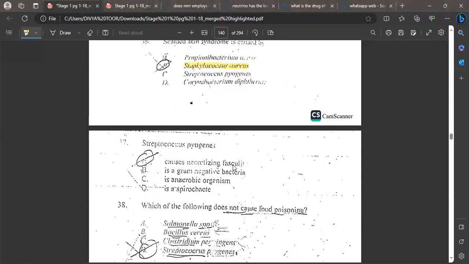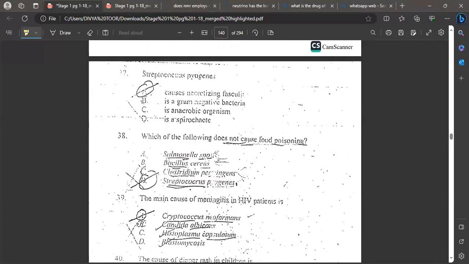Streptococcus pyogenes, yeah. Anaerobic spirochete, gram-negative causes necrotizing vasculitis. Yeah, that's not it, because it's gram positive. It's facultative and it's not a spirochete, it's a cocci. Which of the following does not cause food poisoning? Salmonella does. Bacillus cereus, you said yesterday it does. Clostridium perfringens, I think it does as well, right? Yeah. So this is the answer.